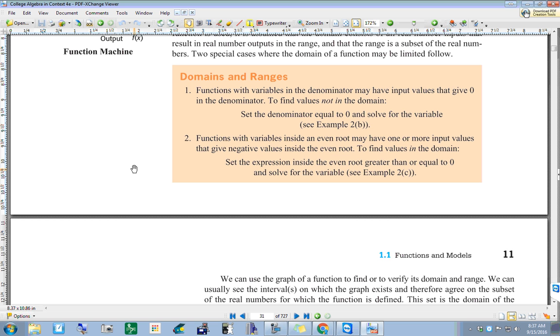Functions with variables inside an even root may have one or more input values that give negative values inside the even root. To find the values in this domain, set the expression inside the even root greater than or equal to 0. Solve for the variables. If you've got something squared, it's equal to something squared. There's always two possibilities, the positive and the negative.